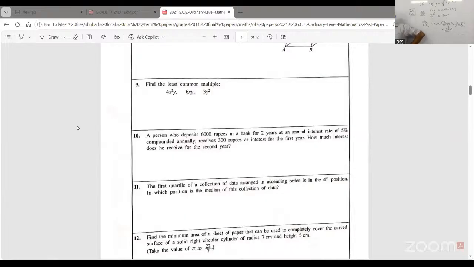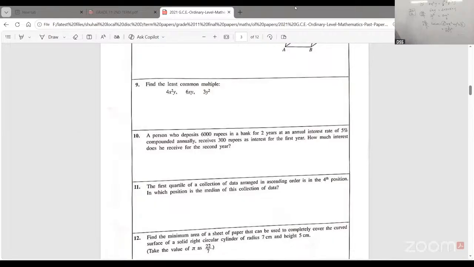A person who deposits 6,000 rupees in a bank for 2 years at an annual interest rate of 5% compounded annually receives 300 rupees as interest for the first year. How much interest does he receive for the second year? That is what they have asked.